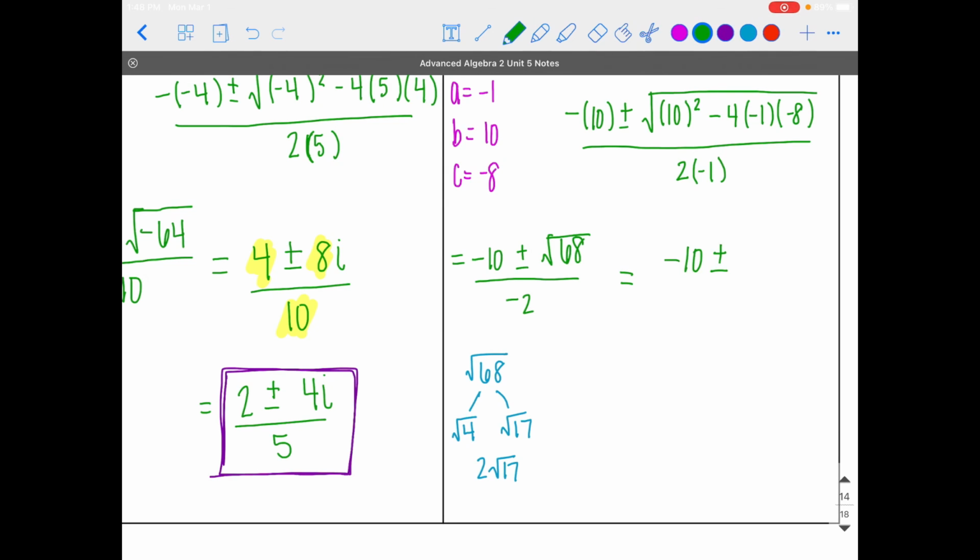So this is negative 10 plus or minus 2 radical 17 all over negative 2. But remember, I said you don't really have to put the negative in the denominator. And then we're going to look to see if those numbers can be simplified in any way. And they're all divisible by 2. So negative 5 plus or minus radical 17, because if we divide by 2, the 2's turn into 1.